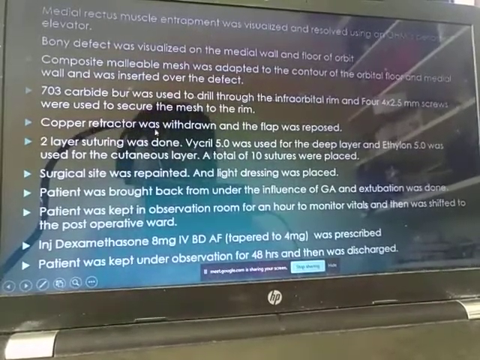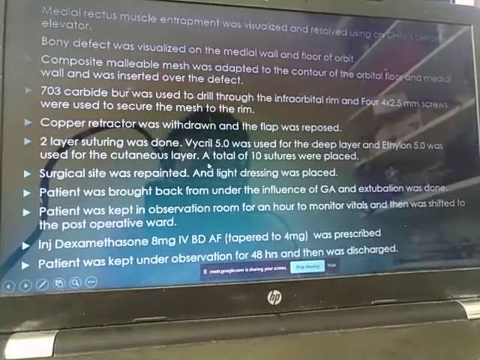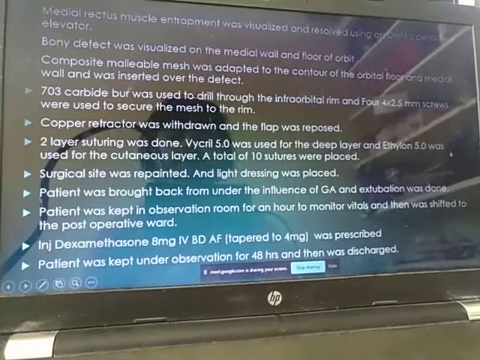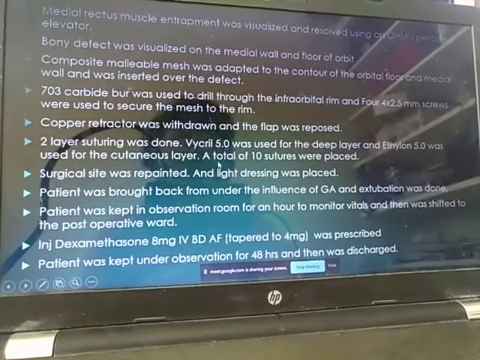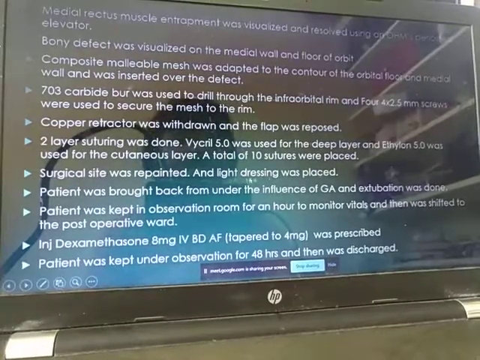The copper retractor was withdrawn and the flap was reopposed. Two-layer suturing was done using Vicryl 5-0 for the deep layer, and Ethilon 5-0 was used for the cutaneous layer. A total of 10 sutures were placed. The surgical site was repainted and a light dressing was placed.